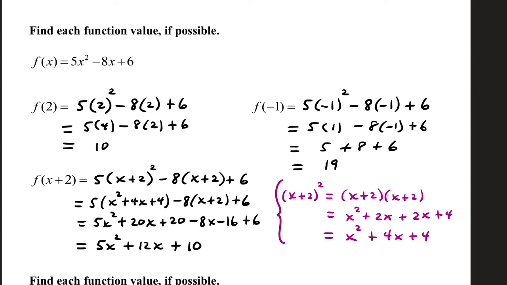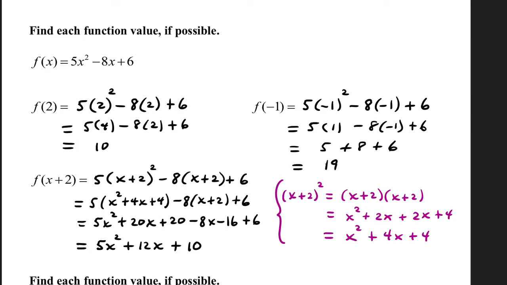For example, let's start with this notation. The way you read that, that's f of 2. Function f with an input of 2. Everywhere the function has a variable, you replace it with a 2. 5 times 2 squared minus 8 times 2 plus 6. Feel free to use your calculator. You should get an output of 10.